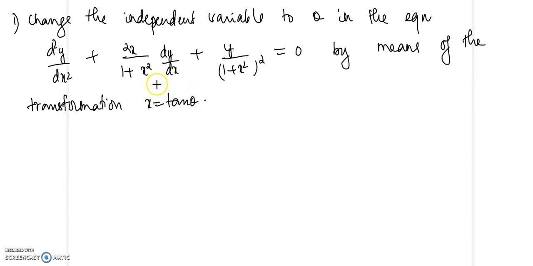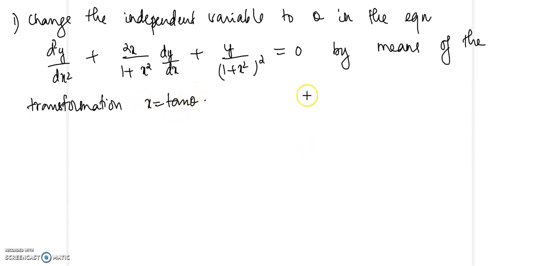So here we are given an equation which is in variables x and y. So x is the independent variable and y is the dependent variable. We need to transform the equation in terms of y and theta. So we are taking x to be a function of theta. So automatically y also will depend on theta. So we need to convert this entire equation in terms of y and theta.